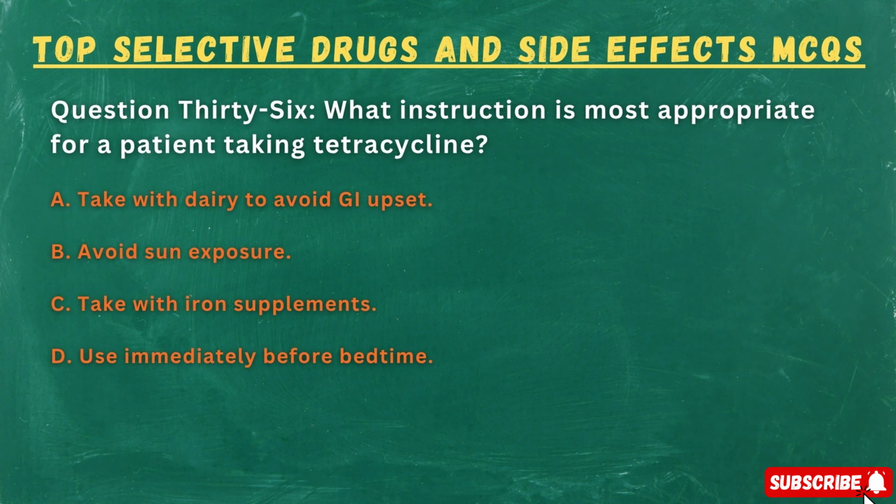Question 36. What instruction is most appropriate for a patient taking tetracycline? A. Take with dairy to avoid GI upset. B. Avoid sun exposure. C. Take with iron supplements. D. Use immediately before bedtime. Answer: B. Avoid sun exposure.